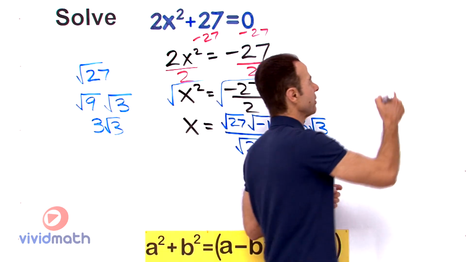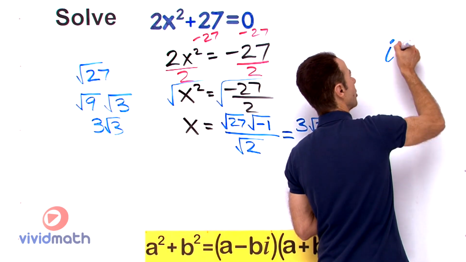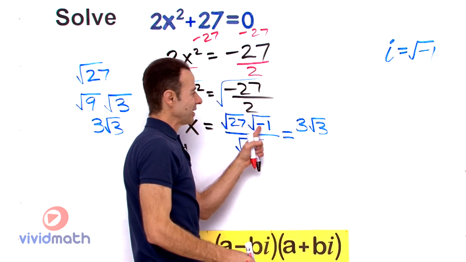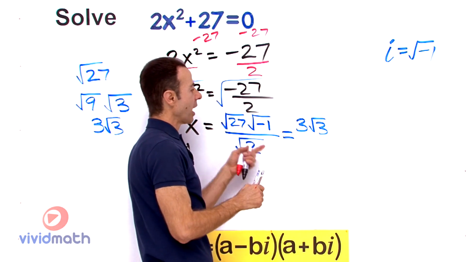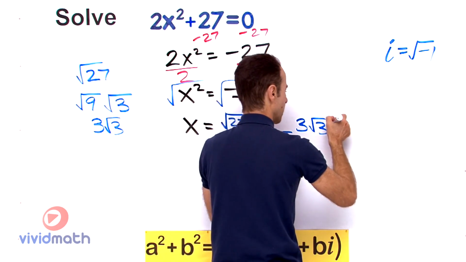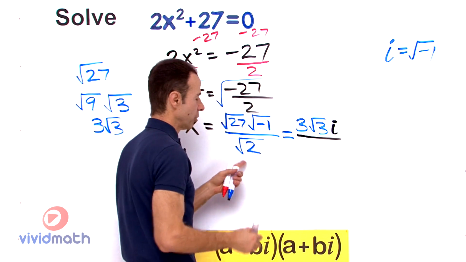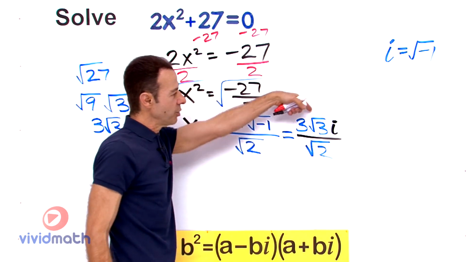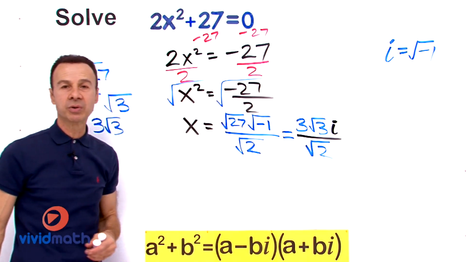You may recall from other videos, the imaginary unit i equals the square root of negative 1. So we can replace that with an i. There's our i, all over the square root of 2. Okay, that looks pretty good: 3 root 3 i all over the square root of 2.